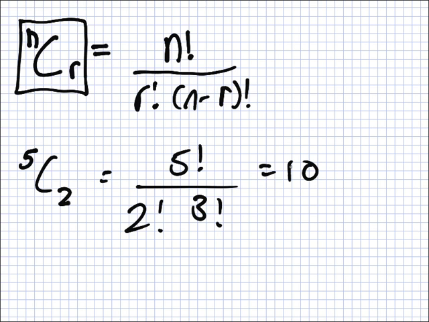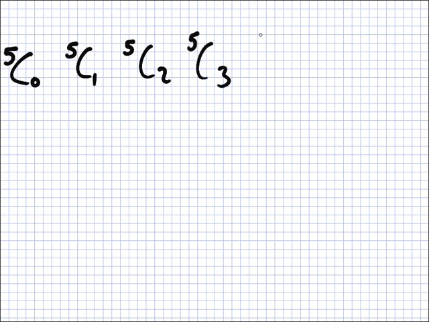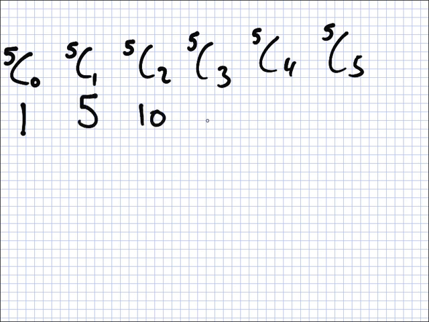Okay, so I'll give you a few to calculate before we continue. I want you to calculate for me using the calculator 5C0, 5C1, 5C2, 5C3, 5C4, 5C5. What's this? First one is 1, 5, 10, last one is what? 10, 5, 1. Looks familiar?